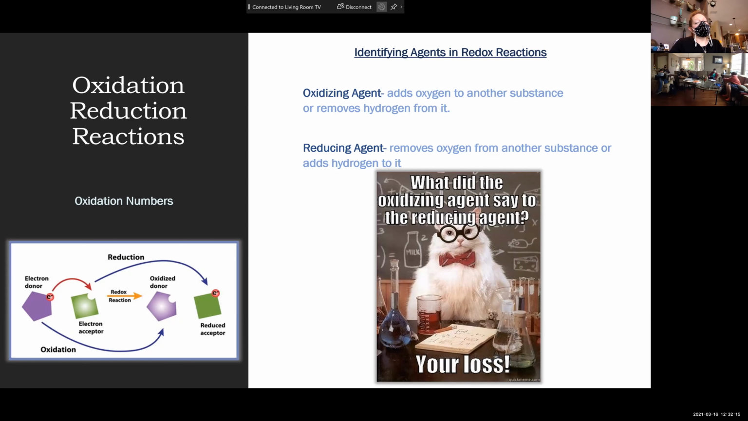So what did the oxidizing agent say to the reducing agent? That's not funny. Your loss. I like the cat science dad joke memes. That's oddly specific. I don't even love cats, but I like this cat. This cat is funny. This cat is entertaining, people. I love how you escalated that step by step.